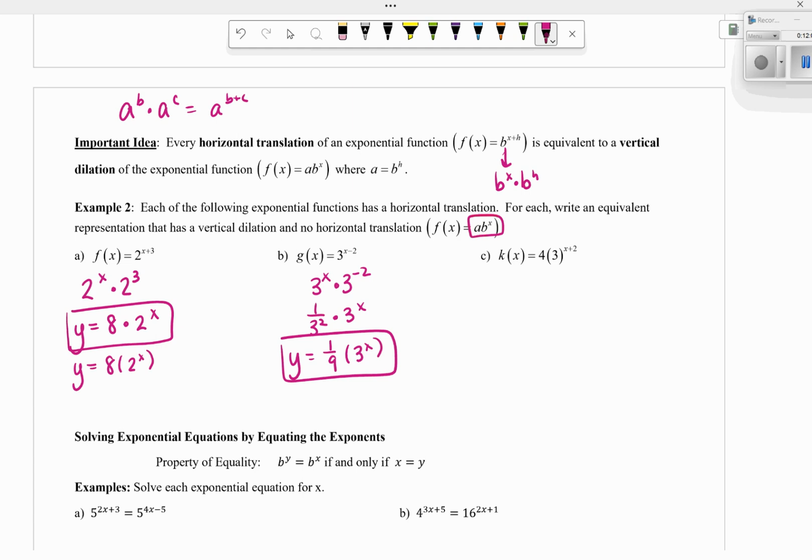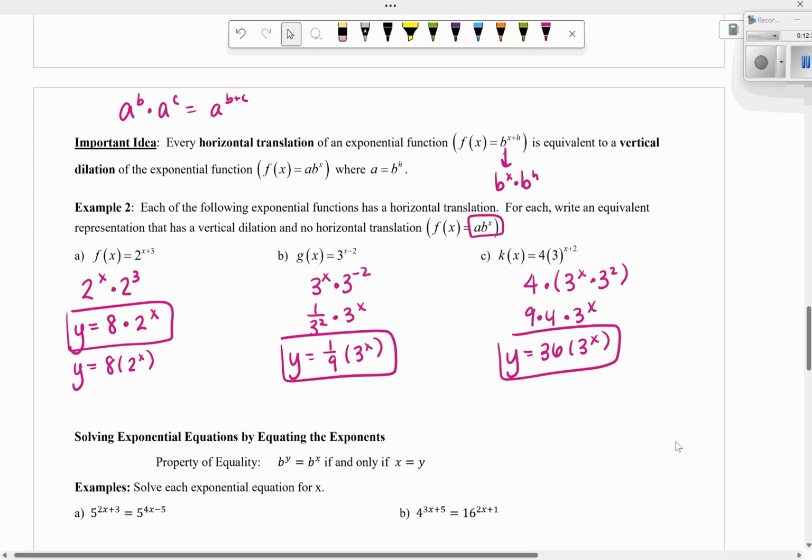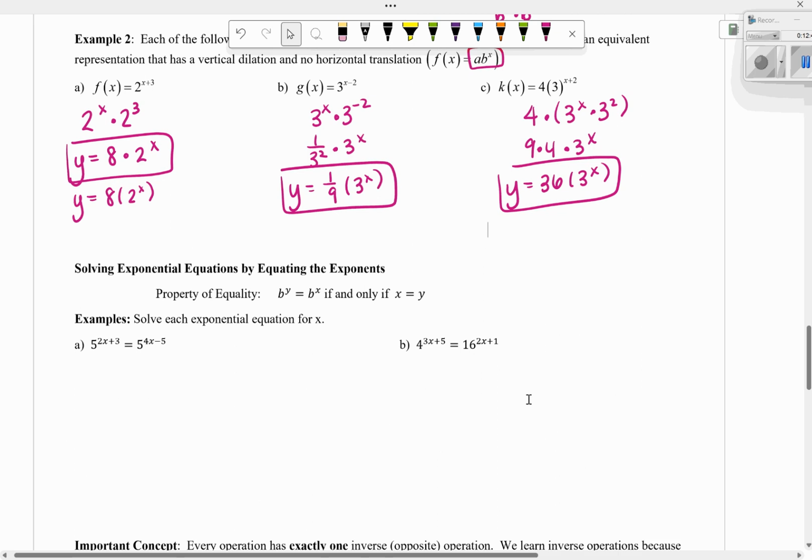by 1/9. And over here we have, so this would be 4 is already there, so 4 times 3 to the x times 3 squared. So then 3 squared is 9, 9 times 4, so 9 times 4 times 3 to the x. So y equals 36 times 3 to the power of x. So that means for this one, we would be changing that to become a vertical stretch by 36.